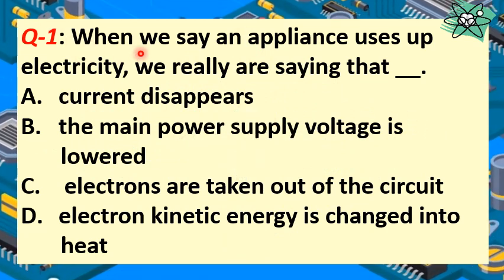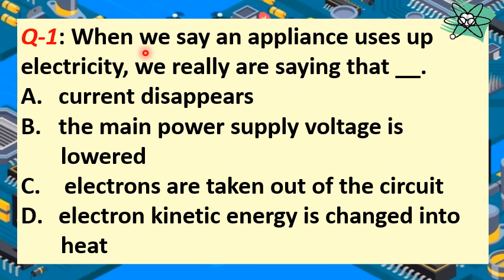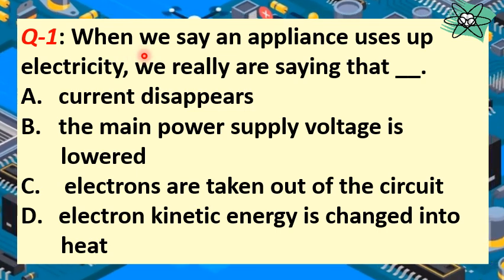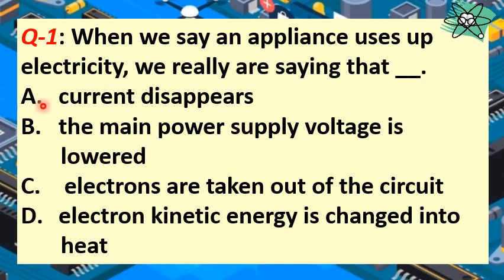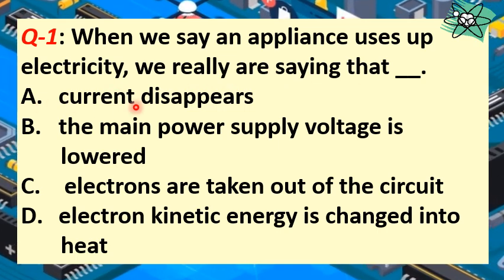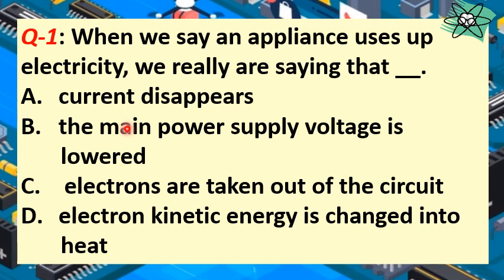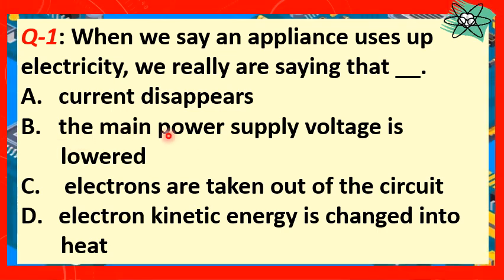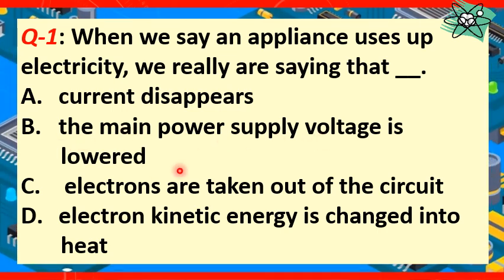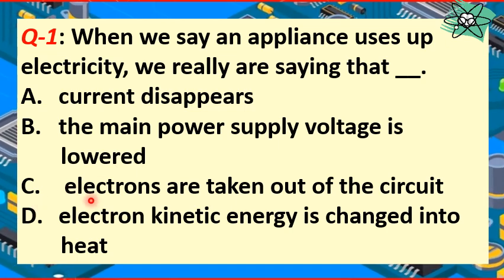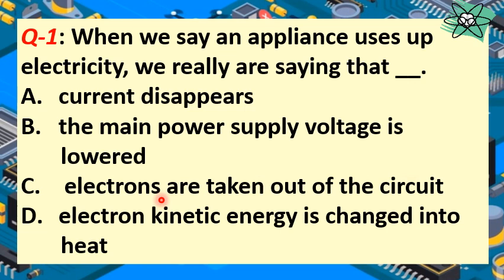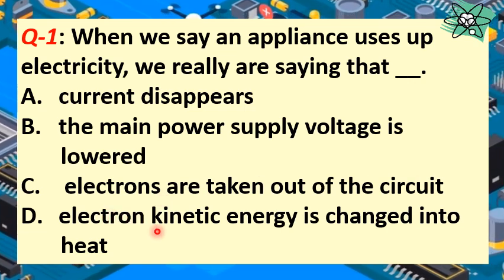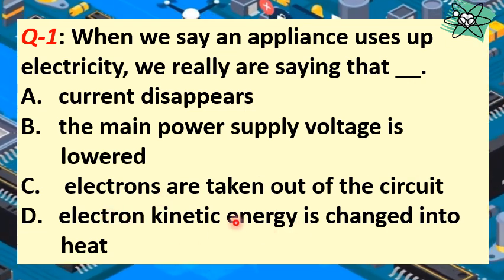Question number 1. When we say an appliance uses up electricity, we really are saying that option letter A, current disappears. Option letter B, the main power supply voltage is lowered. Option letter C, electrons are taken out of the circuit. And option letter D, electron kinetic energy is changed into heat.